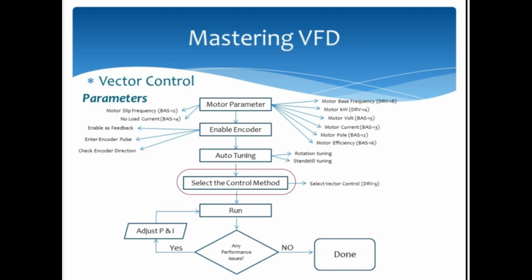Once tuning is done, select the control method to vector control in DRV group, in DRV number 9. Now test run the motor and check if there are any performance issues. If there are torque issues, increase gradually P gain in CON group, CON number 12. And if there are any precision issues, decrease integral time in CON number 13.